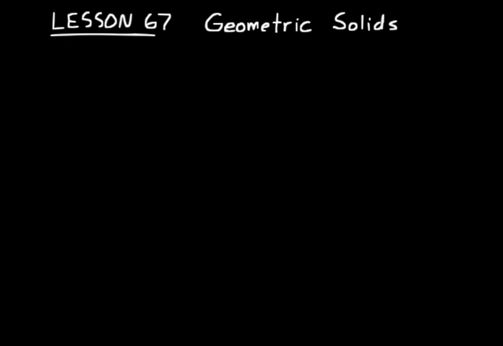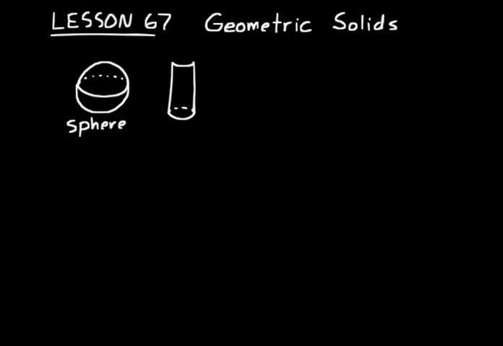Another name for a ball, I'll just try to draw it here. Any dashed lines that I draw are basically hidden lines. Another name for a ball, a mathematical term, is a sphere. A can, something that has a can shape to it, that's a cylinder. Something that has an ice cream cone shape or a funnel shape to it, we call that a cone.